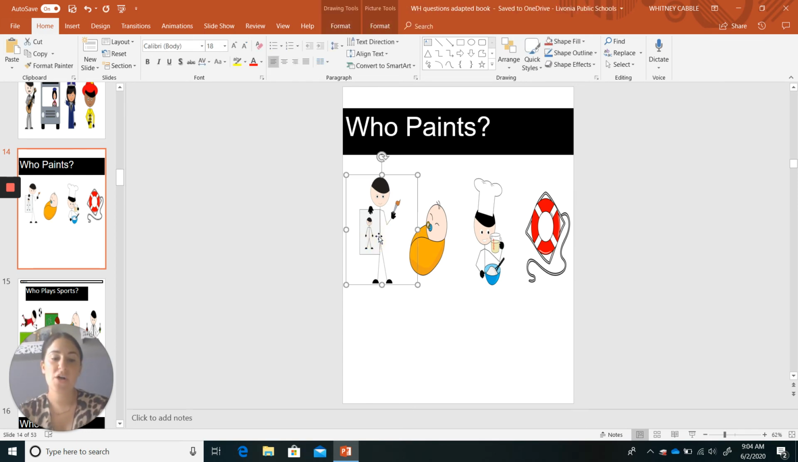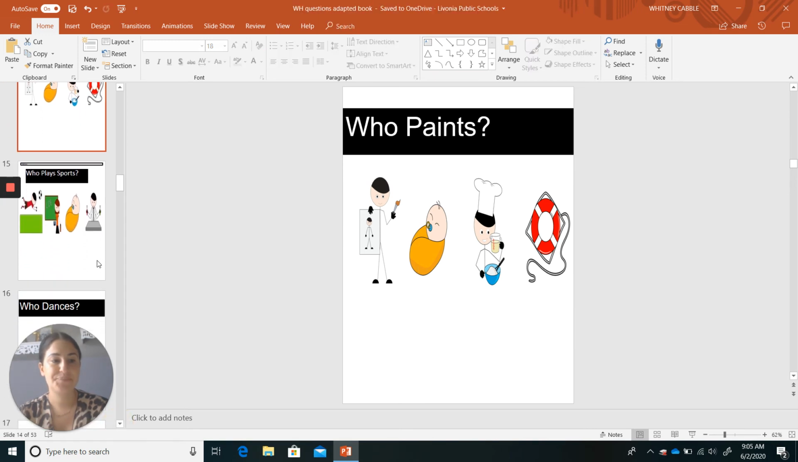If you pointed to the artist, you're right. You can see he's holding his paintbrush in his hand and he painted a picture, looks like of himself. The artist paints. That's his job.